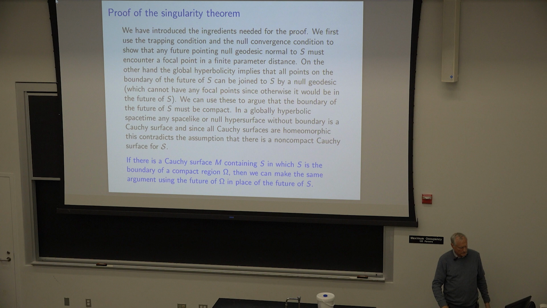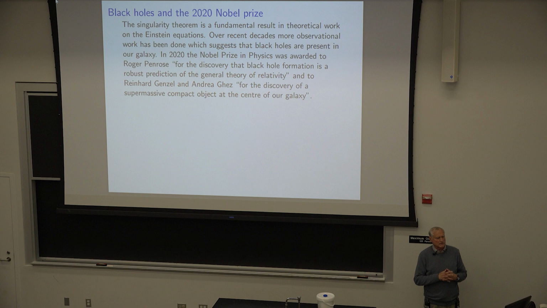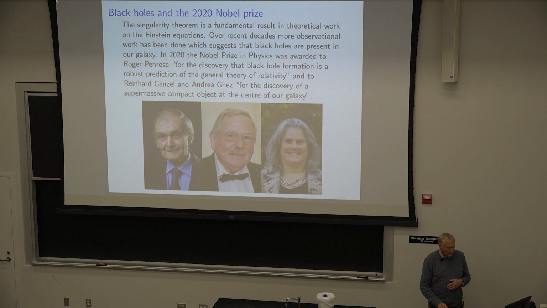Okay, and so it's an old result, and as I said, it's a very fundamental result in theoretical work on the Einstein equations. We use it all the time. And over recent decades, more observational work has been done, which suggests that black holes are present in our galaxy. And in 2020, the Nobel Prize in Physics was awarded to Roger Penrose for the discovery that black hole formation is a robust prediction of the general theory of relativity, and also to Reinhard Genzel and Andrea Ghez for the discovery of a massive compact object at the center of our galaxy. So Penrose got it for the theorem, a rigorous mathematical geometric theorem, and the other two got it for observational work on this presumably black hole at the center of our galaxy. The Nobel Committee is rather conservative, so they didn't want to use the word black hole. They just said, instead, supermassive compact object, you'll notice in their work.